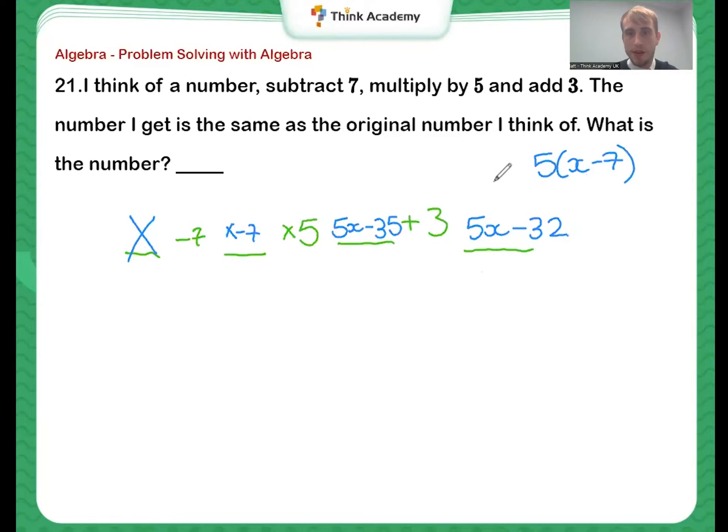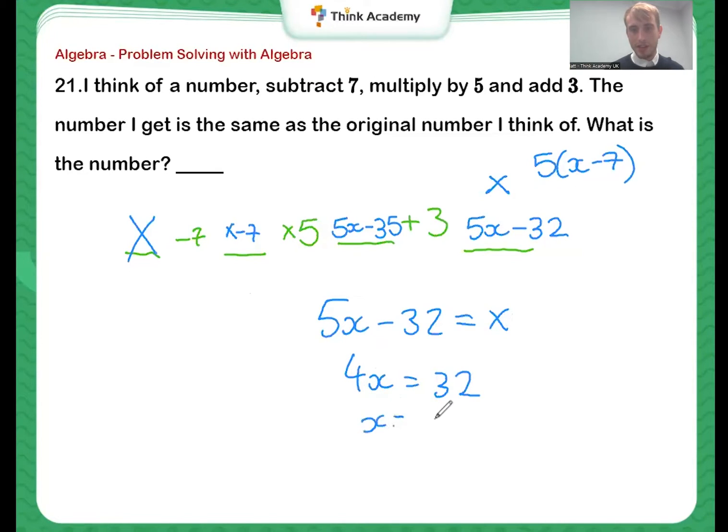Okay, but I know that this is exactly the same as x. It's the same as the original number I thought of. So you've got an equation now: 5x minus 32 should be the same as x. So by solving, taking your x's to the same side, you get 4x is the same as 32, and that tells you that x equals 8. Now, popping that back into the function machine, you can see if you plug in 8, take away 7, you get 1, multiply by 5, you get 5, add 3, you get 8, just like we started with. So that's a good way to solve that question.